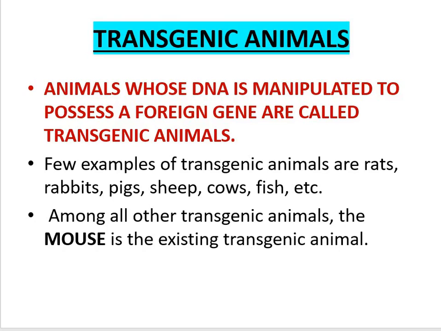Hello students, the topic is biotechnology and its applications, and today we are going to learn about transgenic animals. Transgenic, the word itself tells you what these animals are. So these are animals in which special genes are introduced. These are animals whose DNA is manipulated or changed to possess a foreign gene. This foreign gene could be from various sources. For example, you can have human genes which are introduced in rats, rabbits, pigs, sheep, cow, fish, etc.